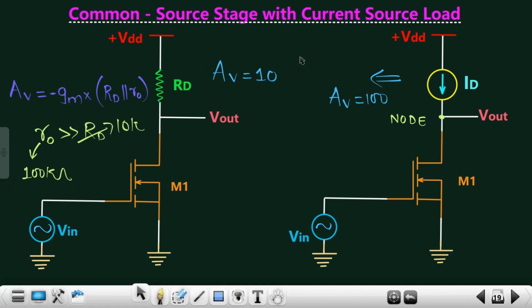In fact, I have given you a rough example: let's say if this circuit is providing a gain of 10, this might provide a gain of 100, right? Not necessarily that it will be almost 10 times of this gain, but just to give you a rough idea. So this is what we are going to check with the help of a simulation.